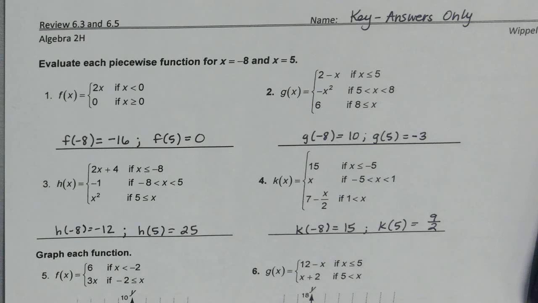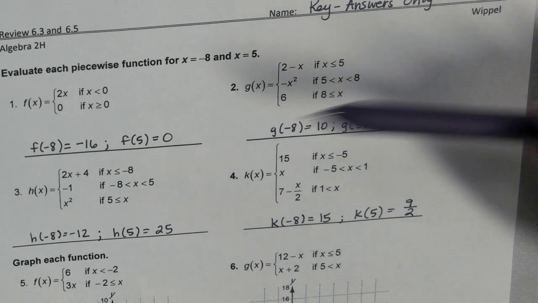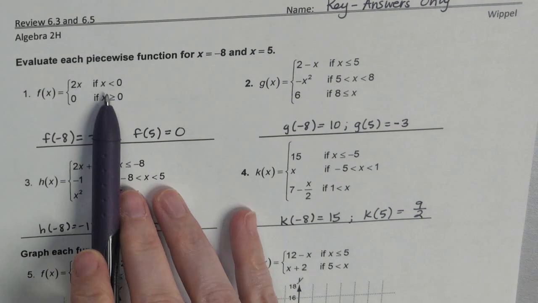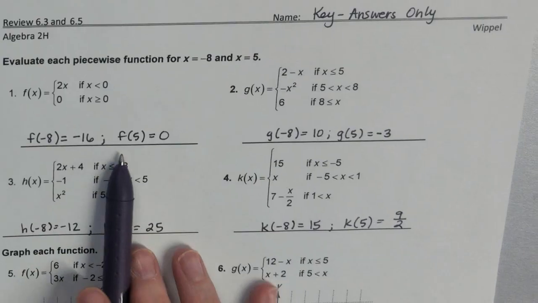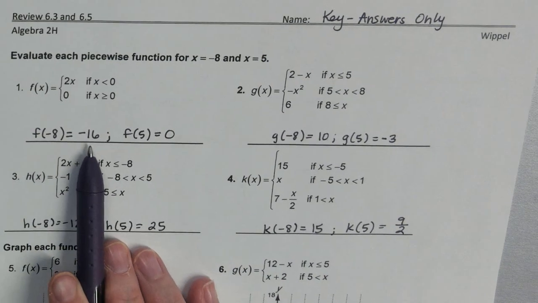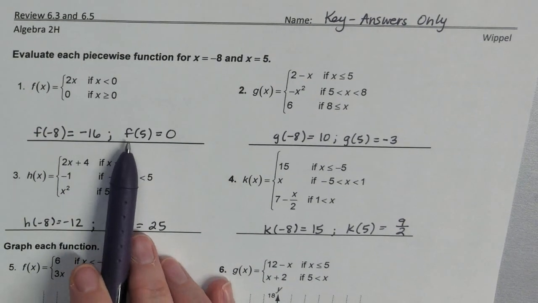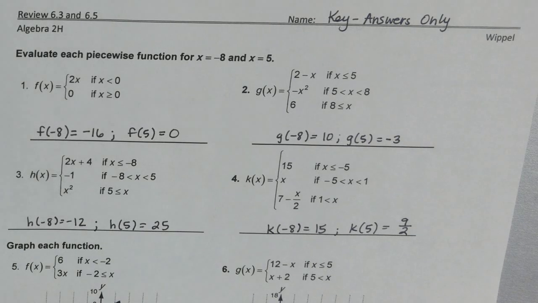So for 1 through 4, you have to find which function these are going to fit into. It just depends on what the value is. So if it's -8, you have to find which one it fits. This one fits into the first one, so you should have f of -8 equals -16. Okay, f of 5 fits into the second one, so it is 0. Okay?